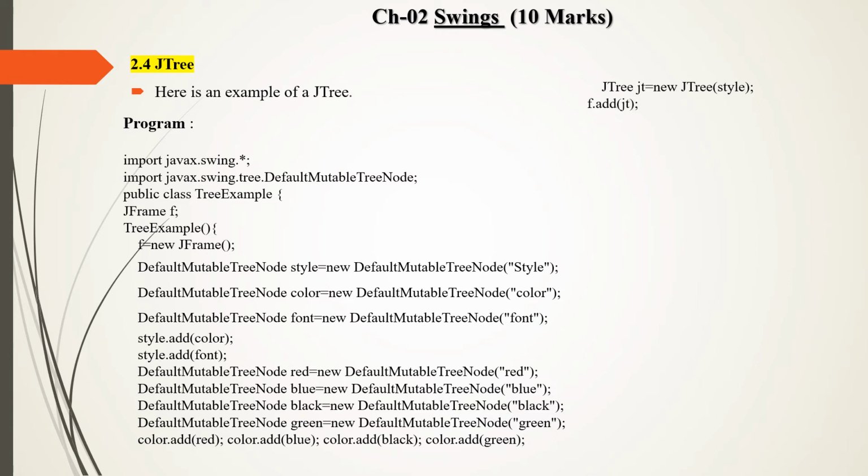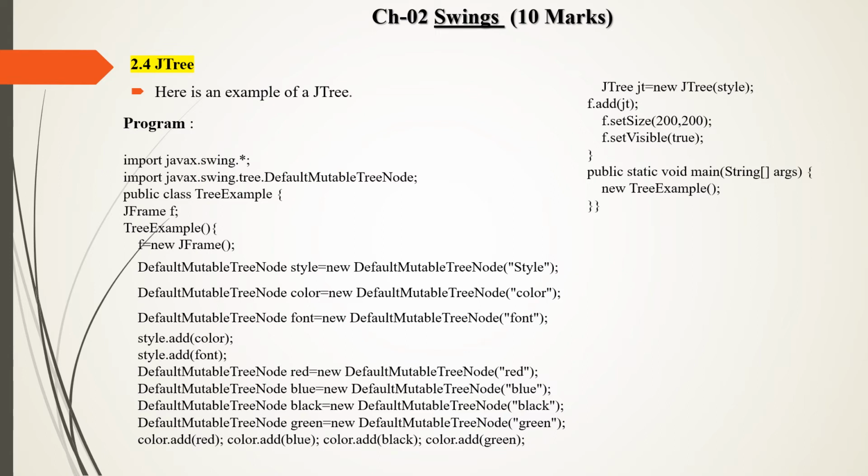Next we add our tree into the frame. So code for this, f is the object of frame, dot add is the method, and jt is the object of our tree. Next we set the size of the frame. Next we set the visibility of the frame, and at last we define the main method, public static void main string arguments. Then we create one object of our class, that is TreeExample.